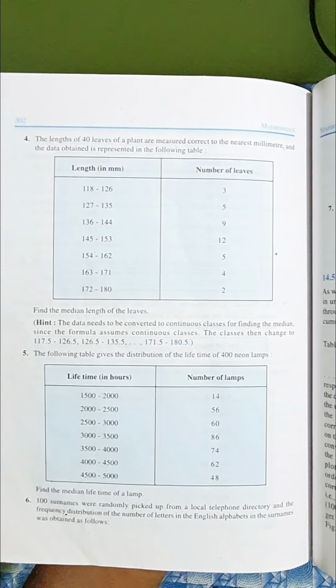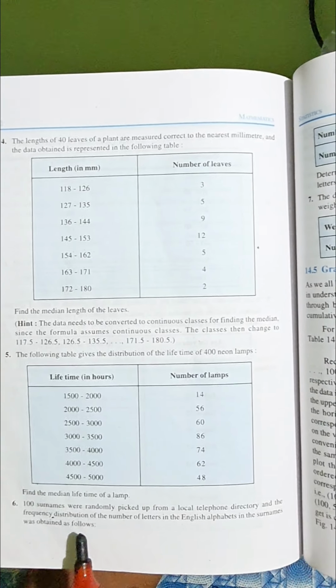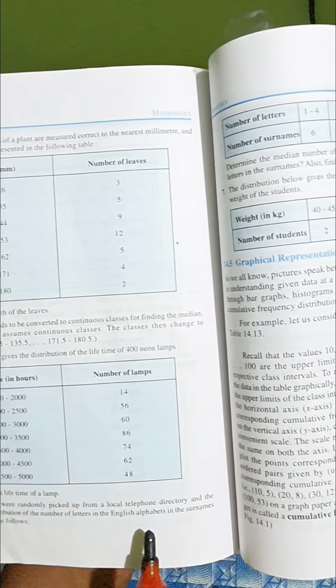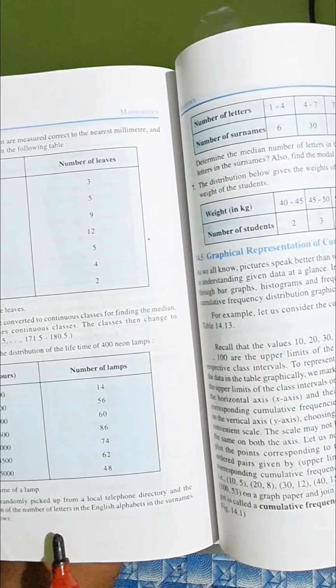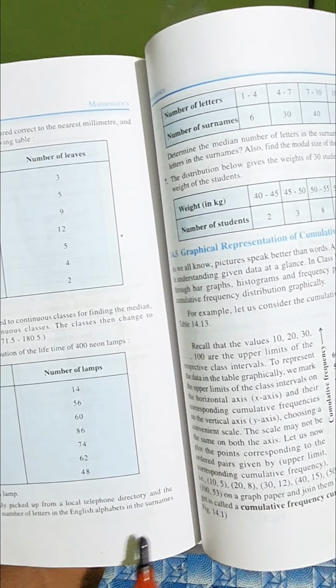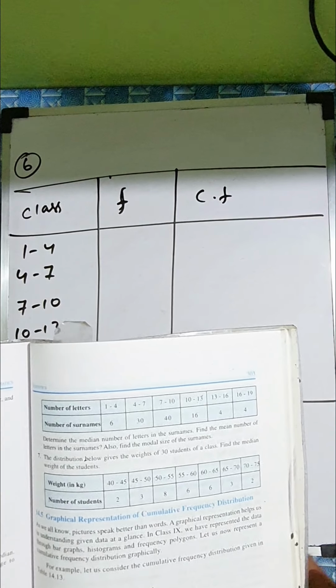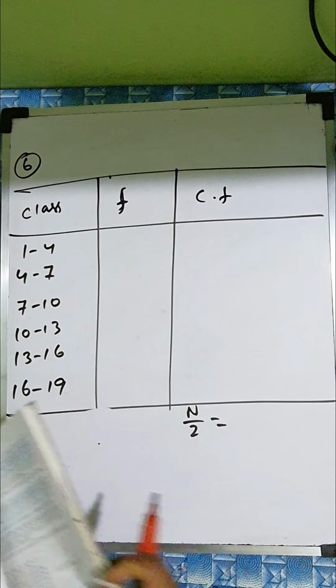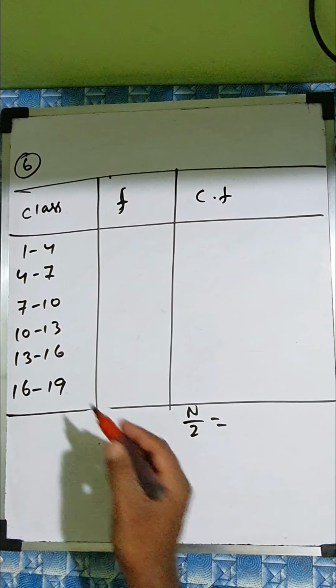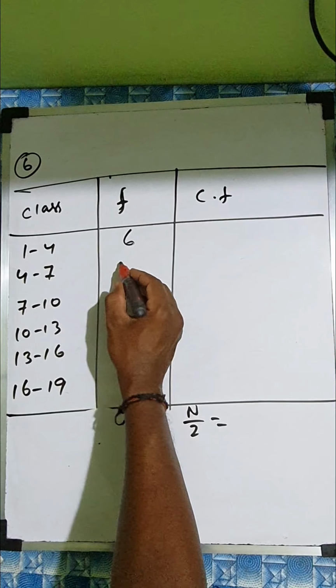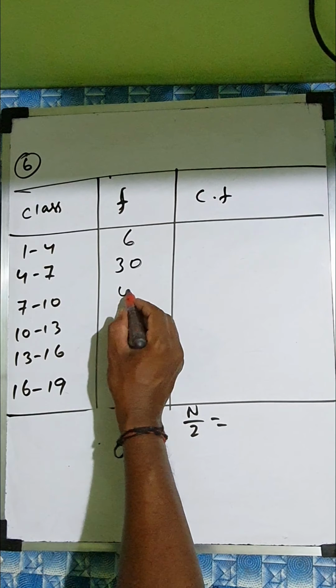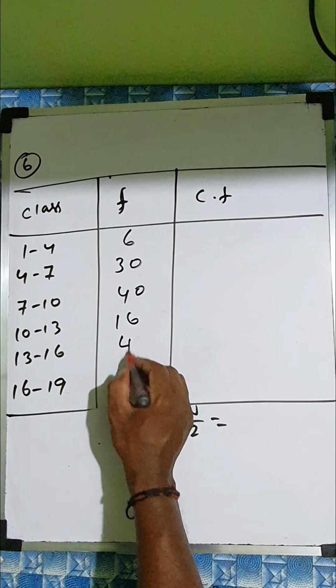Now question number 6. 100 surnames were randomly picked from a local telephone directory, and the frequency distribution of the number of letters in the English alphabet in the surnames was obtained as follows. It's given here: number of letters and number of surnames, and we're told to find the median, mean, and also the mode. So we have to find these three things. First, find the median here. The frequencies are 6, 30, 40, 16, 4, 4.